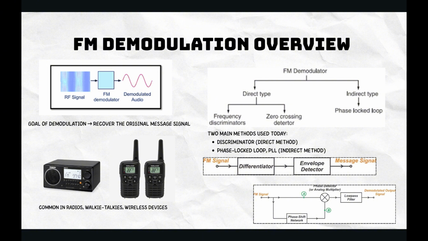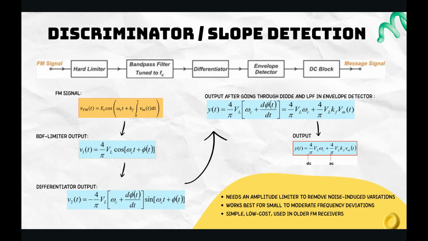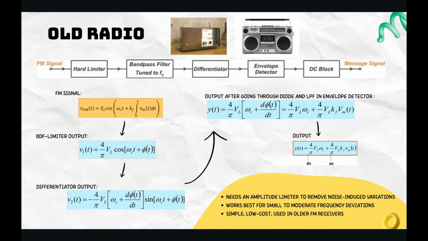There are two main ways to do this, the discriminator method and the phase lock loop method. The first method is the discriminator, also known as loop detection. Basically, this method converts frequency changes into amplitude changes. After that, an error detector extracts the original waveform. Discriminator circuits are simple and low cost. That's why they are commonly used in older FM radios.